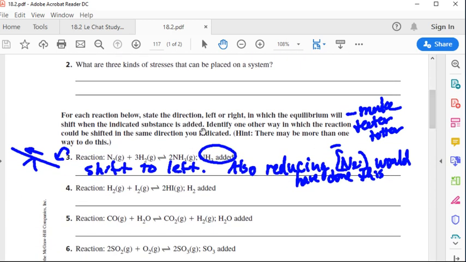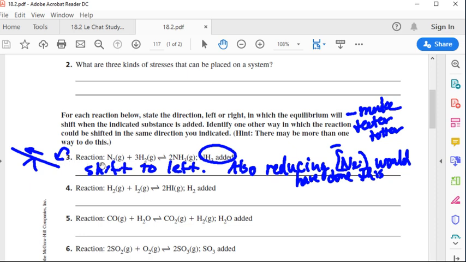It says here, for each reaction below, state the direction, left or right, in which the equilibrium will shift when the indicated substance is added. It's kind of difficult to read, it's kind of thick, but make a teeter-totter for a lot of these stresses, and you can see which way the shift needs to happen. And then identify another way that you could cause it to shift the same way. Hint, there may be more than one possibility.